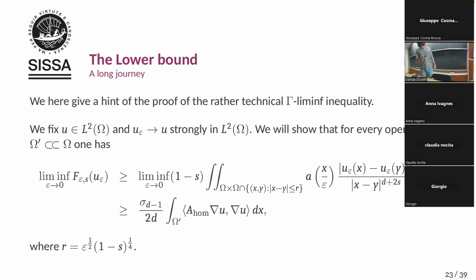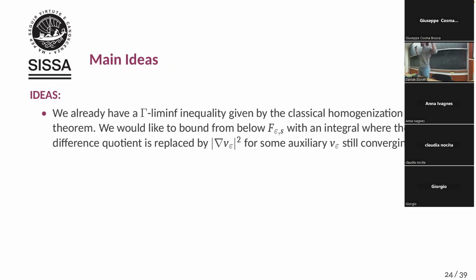So for us now, R is going to be a parameter depending on epsilon. The dependence is given by this expression. And so we will start by giving some computation with this term with an R here. So what are the main ideas behind our proof of this gamma liminf inequality?